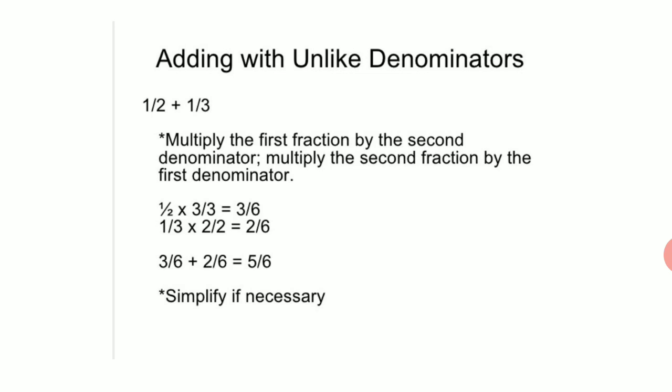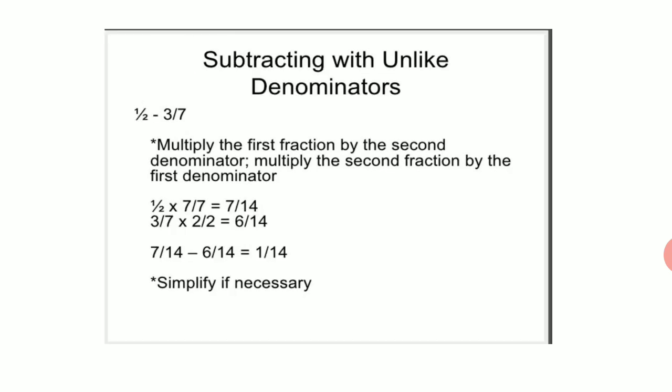Suppose children, the answer is coming in such a form which can be simplified further or can be brought into the lowest terms, then we change it into its lowest terms. This was about addition, children. Now coming to the subtraction part of the unlike denominators or the unlike fractions.